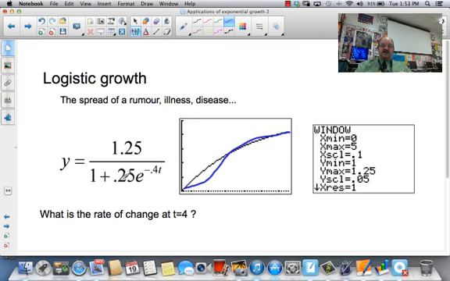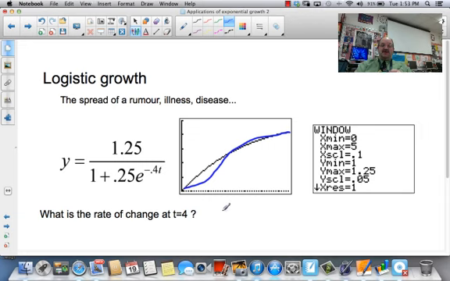0.25 times 0 is essentially 0. 1 plus essentially 0 is just 1. And so this thing levels off at 1.25 in this particular case. It's just a made-up equation for this particular situation. So as time goes on, we level off. That's what's called logistic growth.